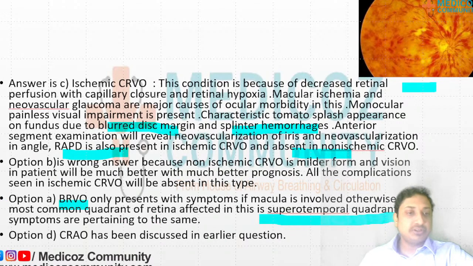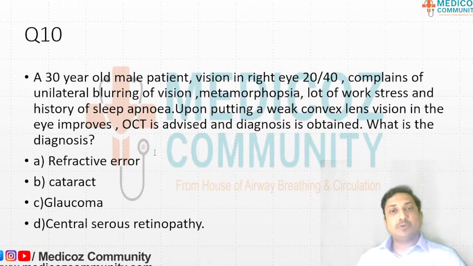Moving on to the next question. A 30-year-old male, vision in right eye is 20/40. That means the patient has come with good vision, relatively okay vision. Complaints of unilateral blurring of vision. Okay, so there is unilateral blurring of vision along with metamorphopsia.